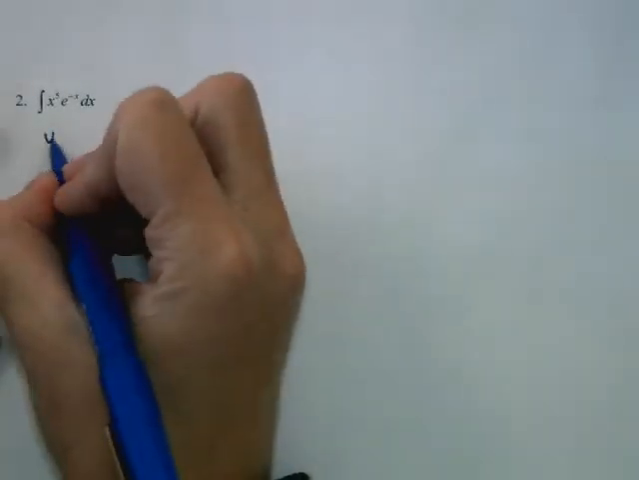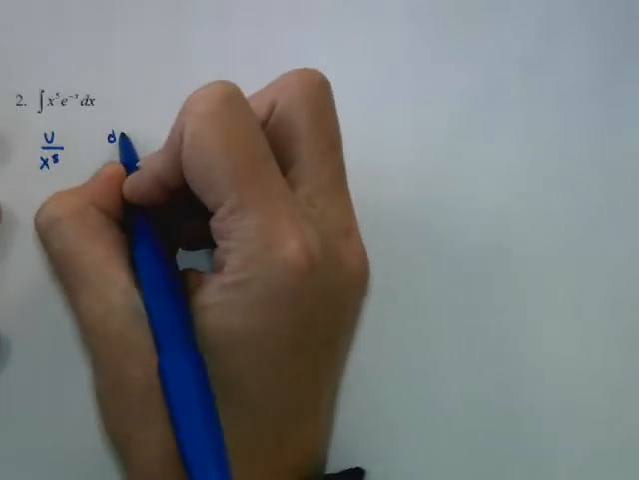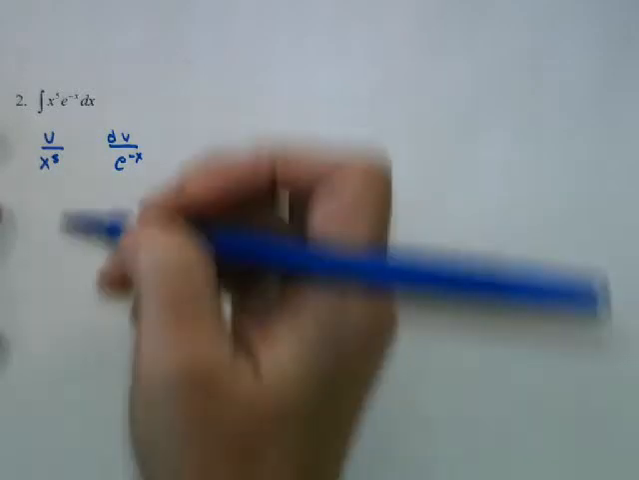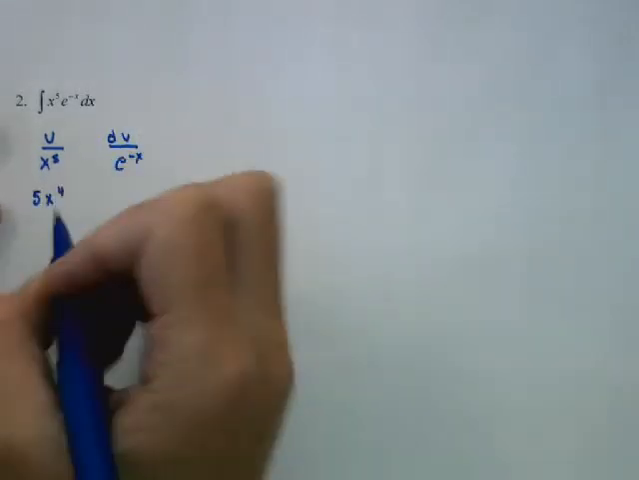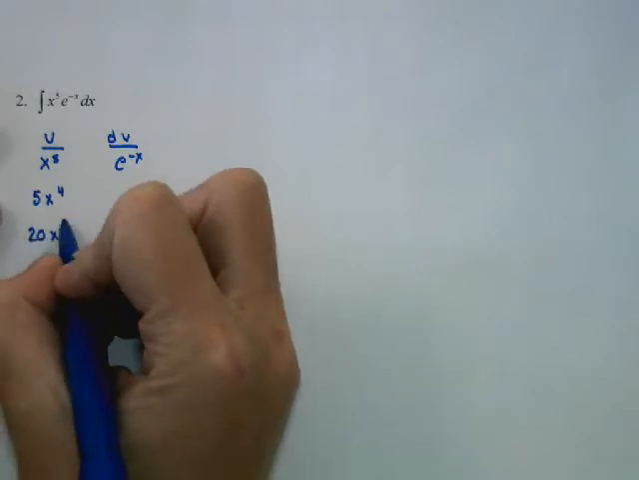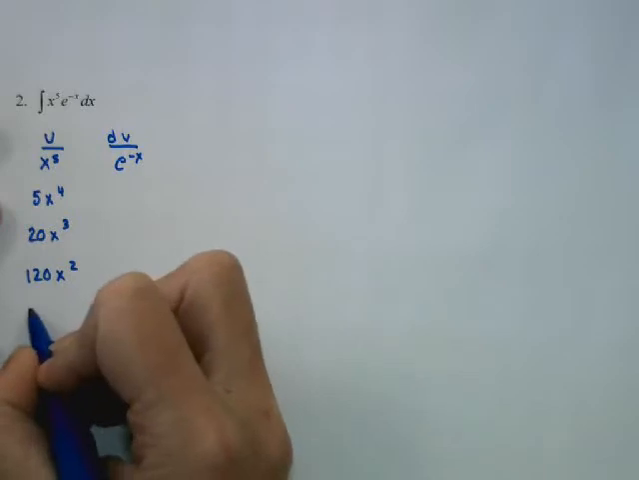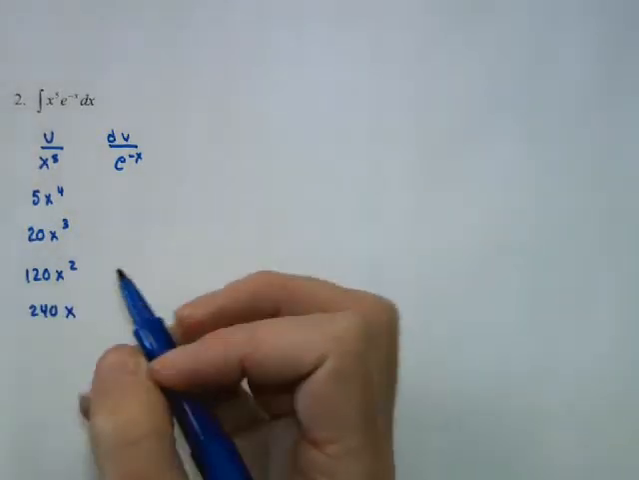Alright, x to the 5th times e to the negative x. So my u is going to be x to the 5th. My dv is going to be e to the negative x. So I'm going to go ahead and do the polynomial all the way to 0. So 5x to the 4th, 20x cubed, 120x squared, 240x.